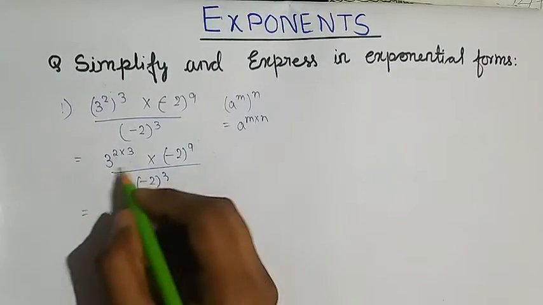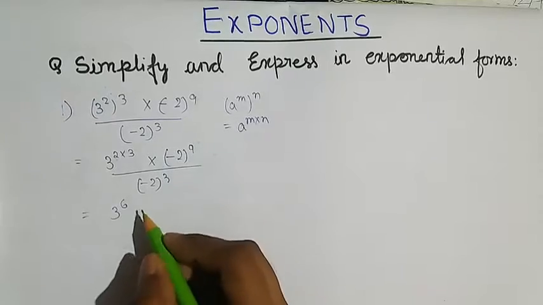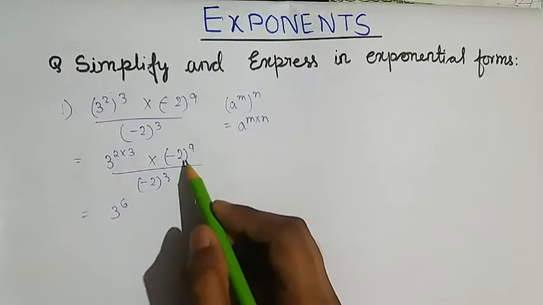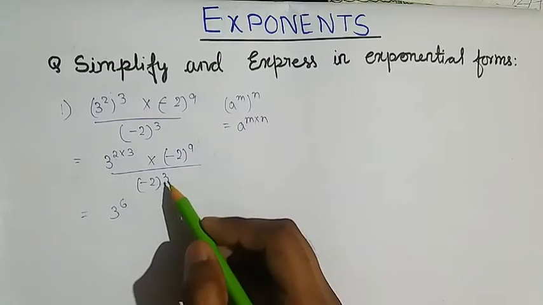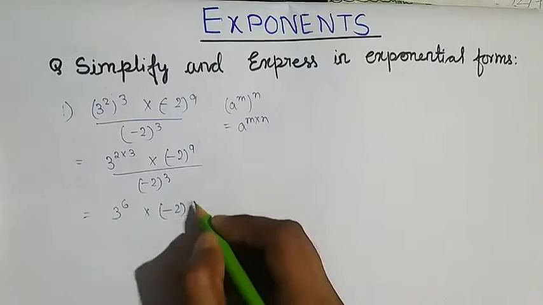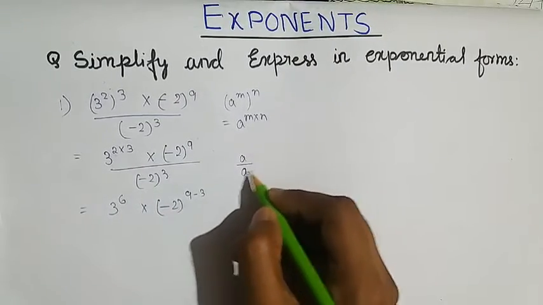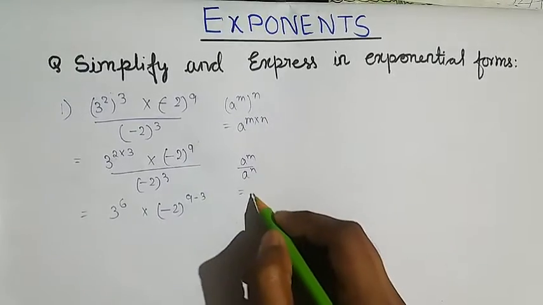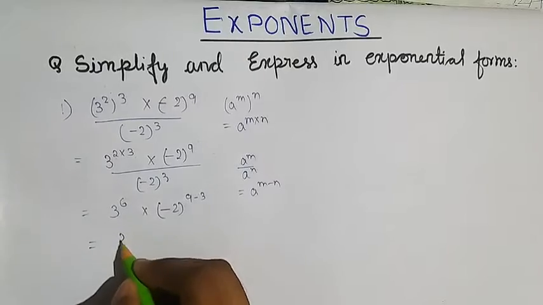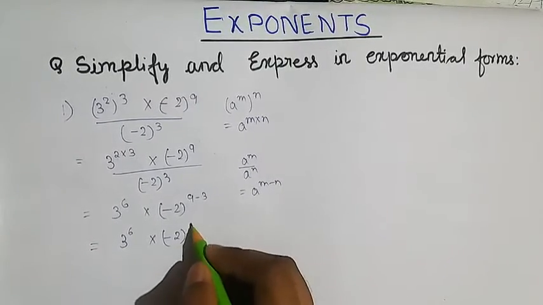Next, we will multiply the two powers, which is 3 raised to the power 3 into 2, is 6. Now we see we have two numbers with the same base, minus 2 raised to the power 9 and minus 2 raised to the power 3, and they are being divided. So what we will do is write the base and subtract the two powers. We know that if we have the same base being divided and the powers are different, then the powers are subtracted. So this can be written as 3 raised to the power 6 into (minus 2) raised to the power 9 minus 3, which is 6.